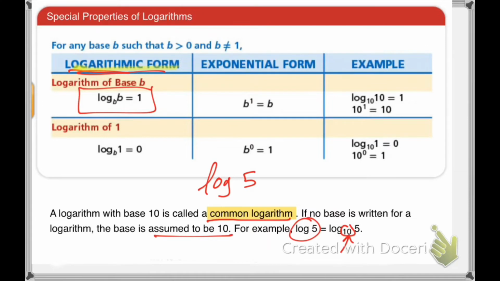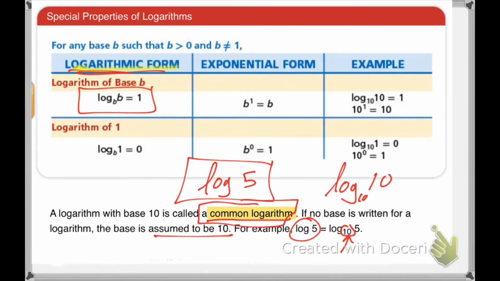So if you see something like this where you don't actually see a base, it's going to be 10. We're always going to assume it's 10. So if you want to write a logarithm like that, there's an imaginary 10 there, but you don't have to write it if it is a 10. If it's a different number, make sure you do write it. So this is just a few special properties and then the common logarithm you need to know.